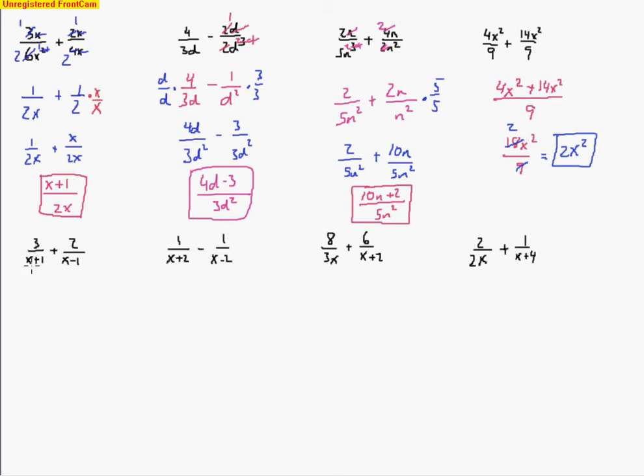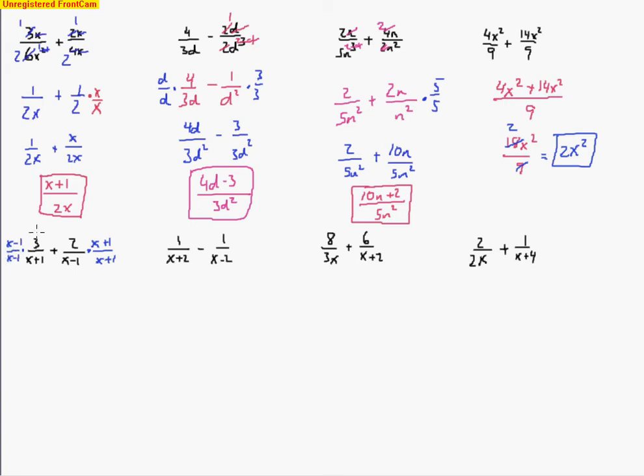Here the denominators look almost the same, but we can't combine them the way they are because they're not. See, this is 1 less than x, this is 1 more than x. So I can't just multiply by a negative because it would make the x negative. And I want to keep it positive. So I'm going to multiply this one by x plus 1 over x plus 1. On this side, I need to multiply by x minus 1 over x minus 1.